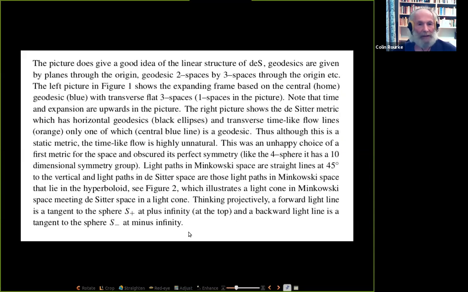As I said, the picture doesn't give the correct metric, but it gives you a very good idea of the linear structure of de Sitter space. I'll go back to it for a minute.